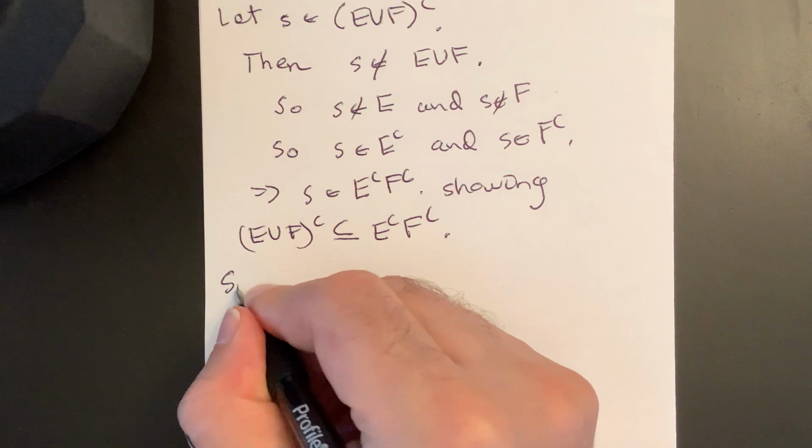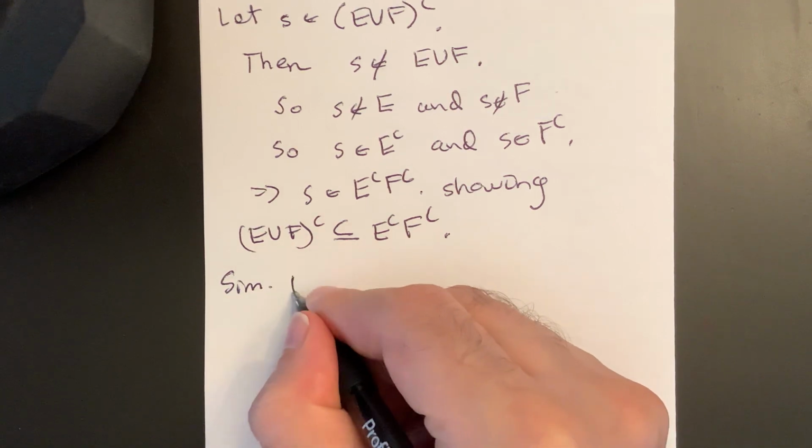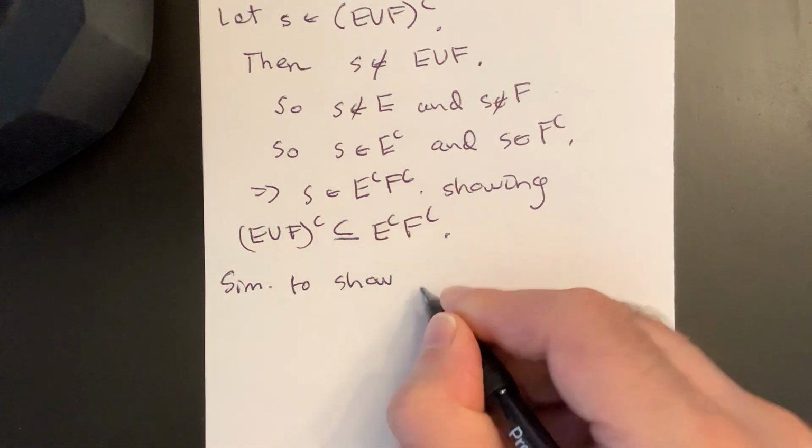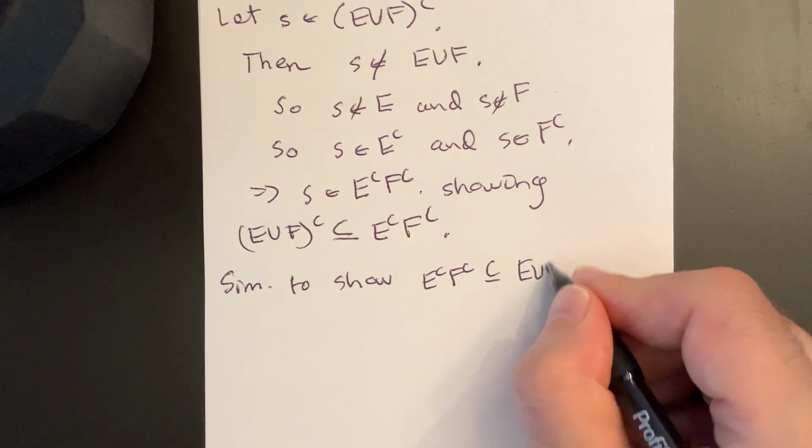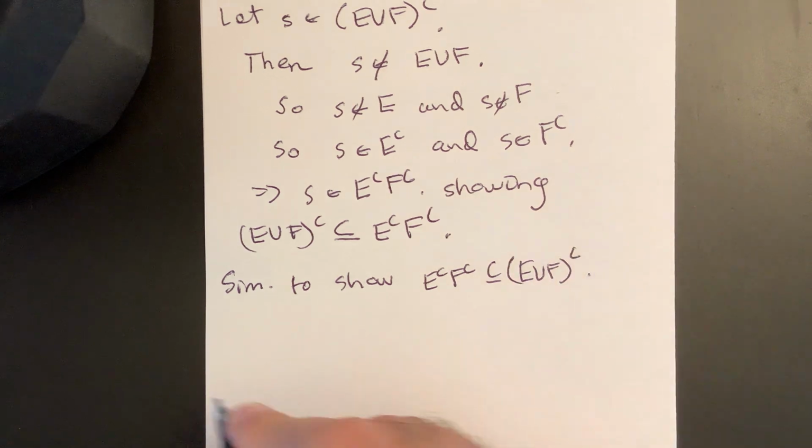The other direction is similar. I won't do it, you should do it: showing E complement intersect F complement is contained in (E union F) complement. And then that's the proof.